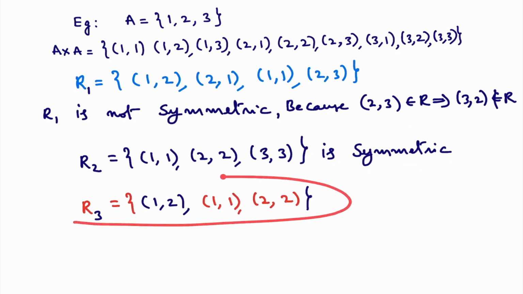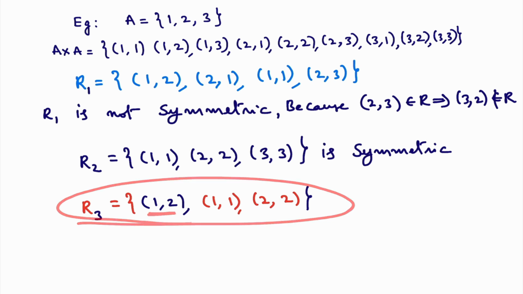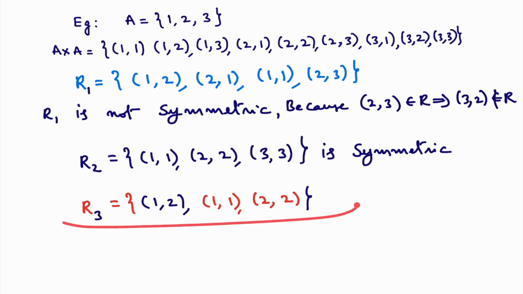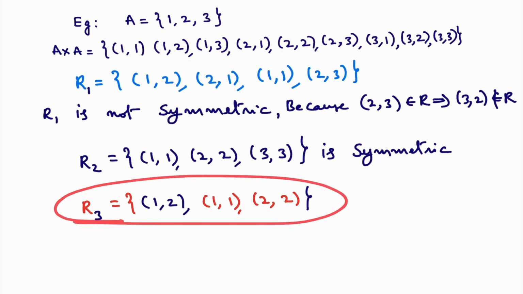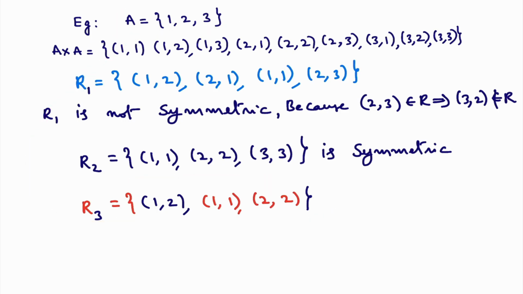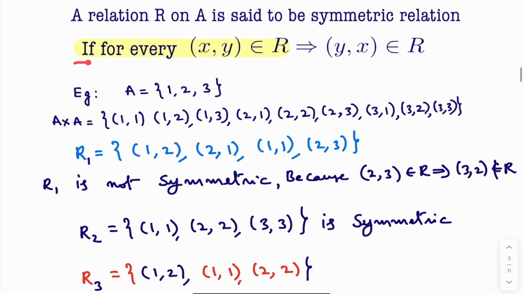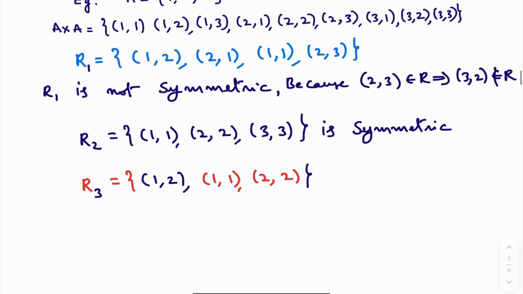You please observe this relation. Is it a subset of A cross A? 1 comma 2, yes, it is there. 1 comma 1, yes, it is there. 2 comma 2, yes, it is there. It is a subset of A cross A. So this is a relation on A. Is this relation symmetric on set A? How to check? You will check for every ordered pair x comma y in the relation whether y comma x is there in that relation or not.